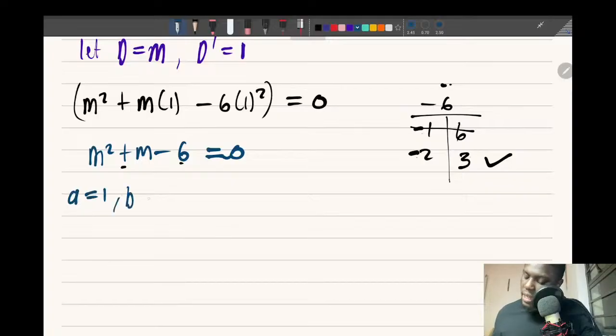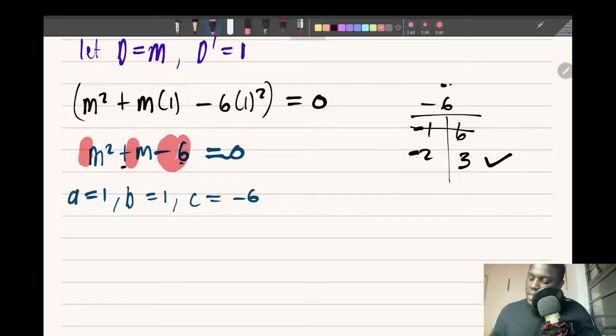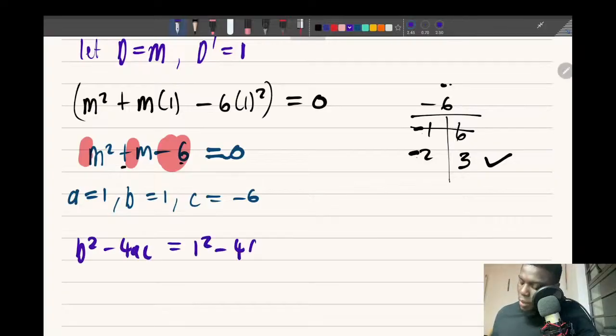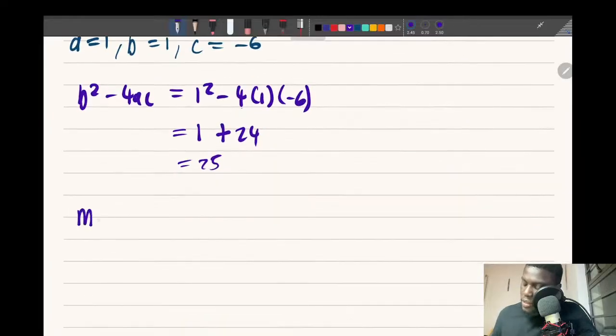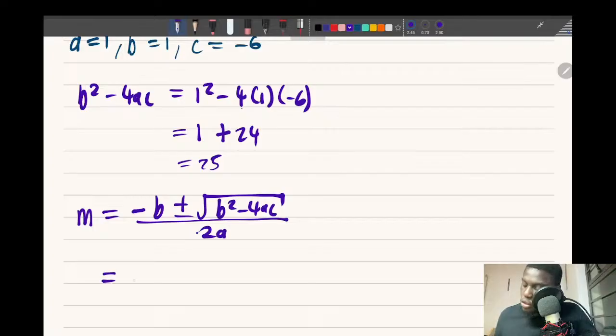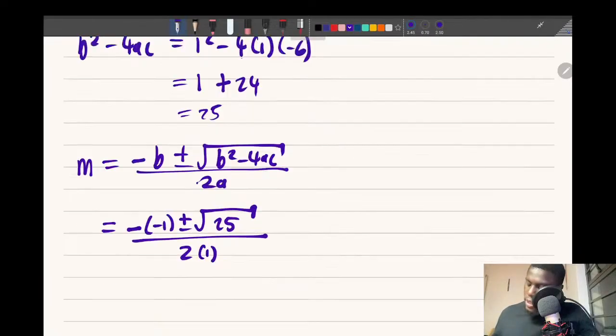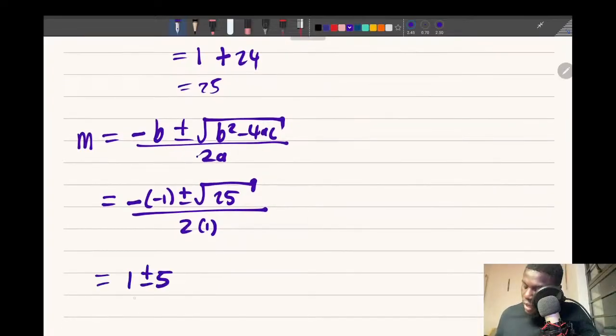A is equal to 1, B is equal to 1, C is equal to minus 6. A is the number before m squared, which is 1. B is the number before m, which is 1. C is the constant, the last digit, and it's a minus 6. When you take a value, always take it with its sign. Do not forget that part. Now b squared minus 4ac is equal to 1 squared minus 4 by 1 by negative 6, which is 1 plus 24, which is 25. So m is equal to minus b plus or minus the square root of b squared minus 4ac all over 2a, which is minus of minus 1, that's 1, plus or minus the square root of 25, which is 5, over 2 by 1, which is 2. Here you get your m.